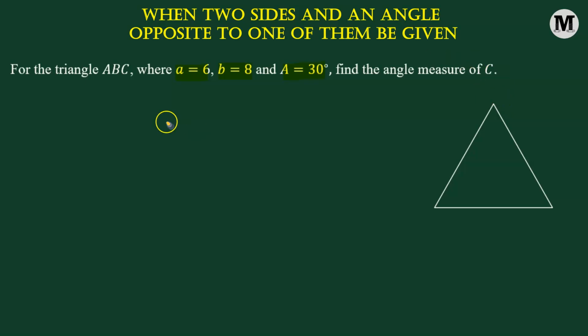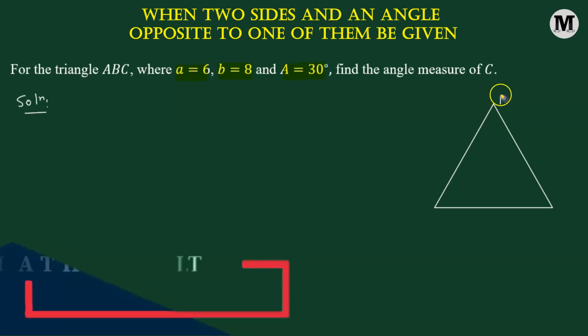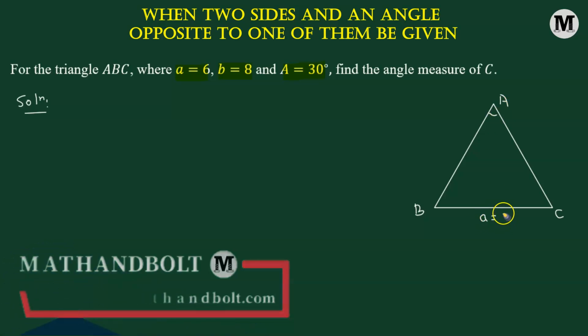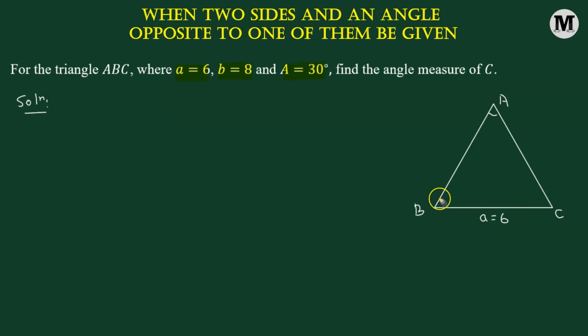Okay, let us begin. First, we're going to sketch the triangle ABC. The side opposite to angle A, which is BC, will be denoted by the lowercase letter a, and has a measure of 6 units. The side opposite to angle B will be denoted by the lowercase letter b, and has a measure of 8 units. We also have the measure for angle A given as 30 degrees. Our goal is to find the angle measure for C.